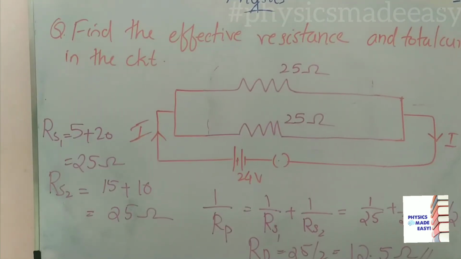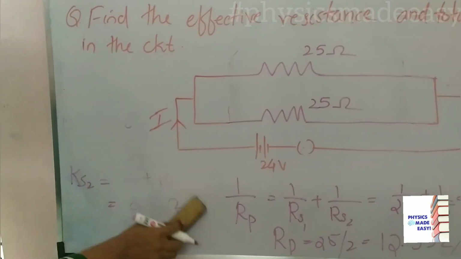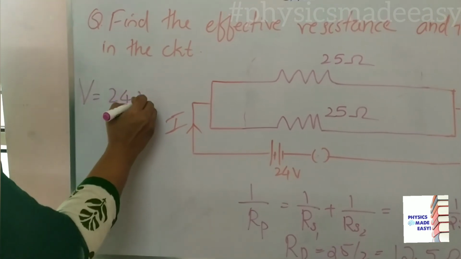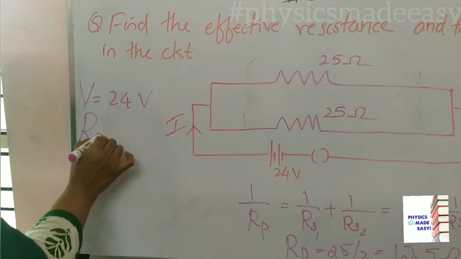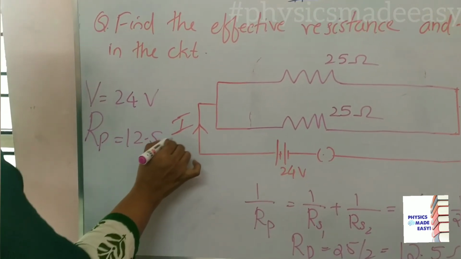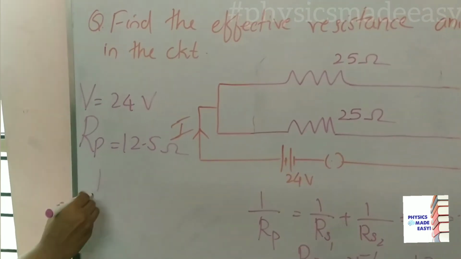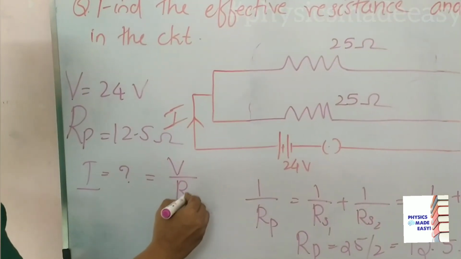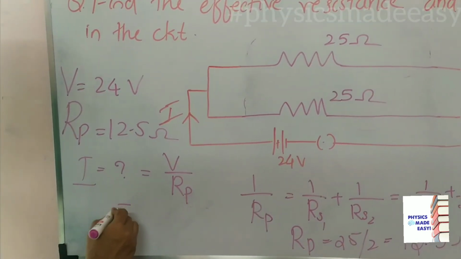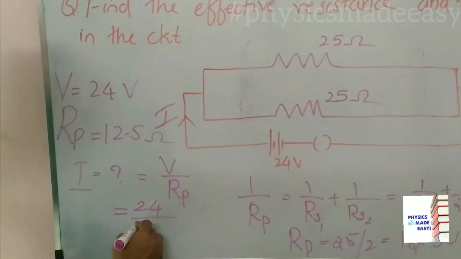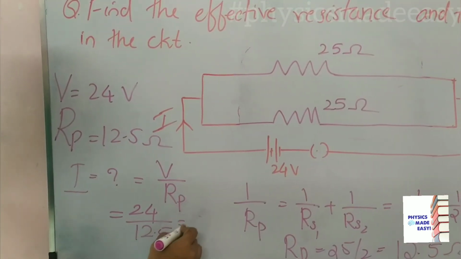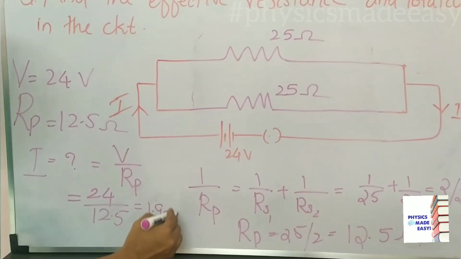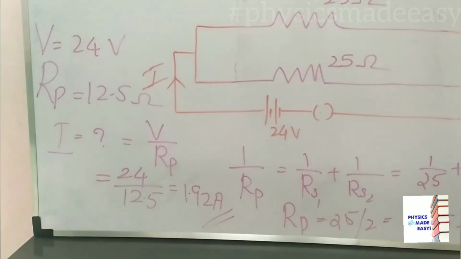Then the potential difference is also given here, that is 24 volt. Now we have potential difference 24 volt, and resistance equal to 12.5 ohm. Then we have to find the total current in that circuit. I = V/Rp, that is equal to 24/12.5. After solving this you will get 1.92 ampere, that is the total current in that circuit.